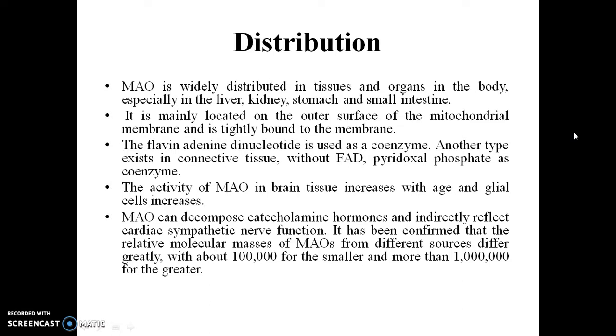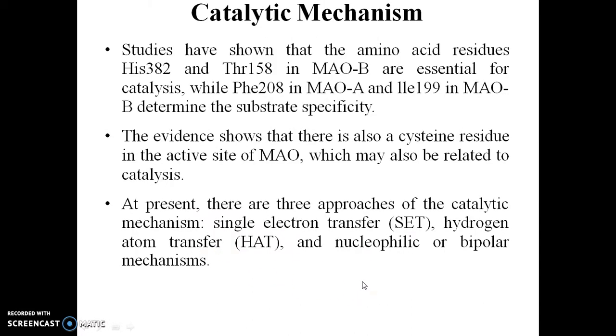Monoamine oxidase can decompose catecholamine hormones and indirectly reflect cardiac sympathetic nerve function. It has been confirmed that the relative molecular masses of MAOs, that means monoamine oxidases, from different sources differ greatly, from 1 lakh for the smaller ones up to 110 lakhs for the greater ones. These molecular masses are in terms of Daltons.